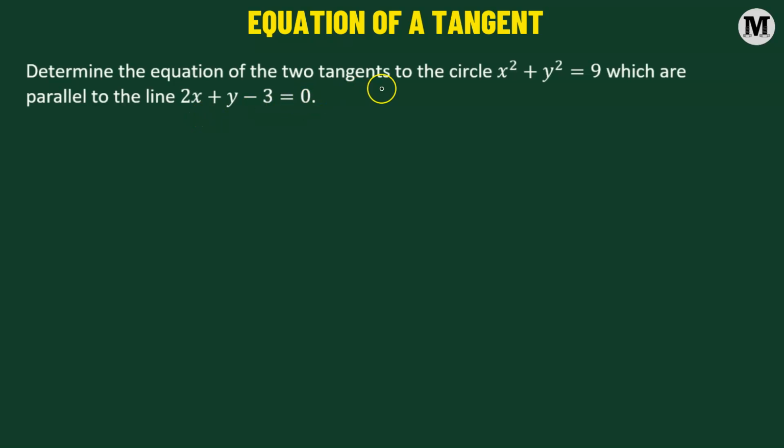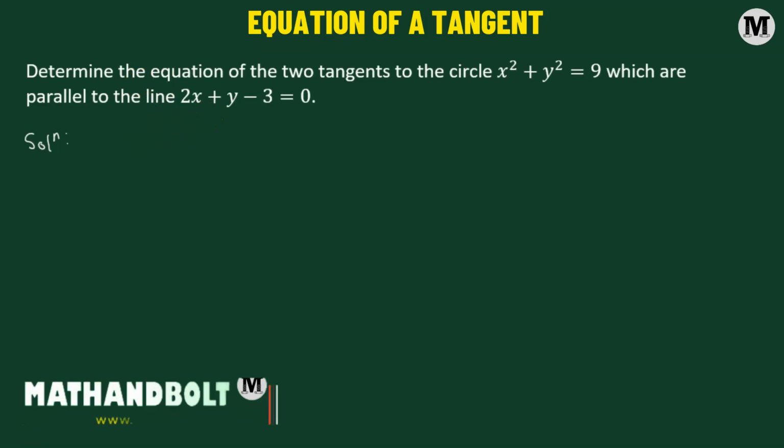Determine the equation of the two tangents to the circle x squared plus y squared equals 9, which are parallel to 2x plus y minus 3 equals 0. Let us begin. Now, if we have a circle and a line which is tangent to the circle, then the equation of the tangent can be obtained by using the slope form.